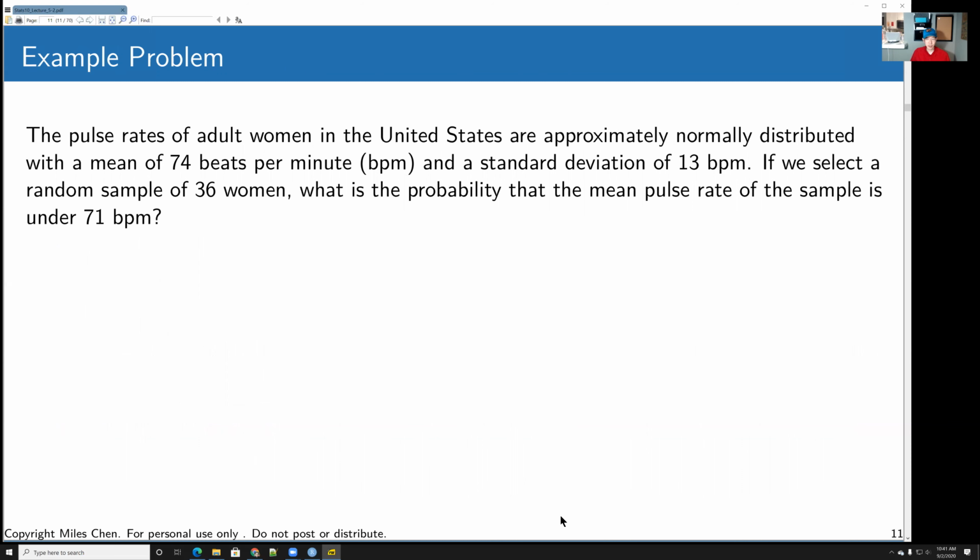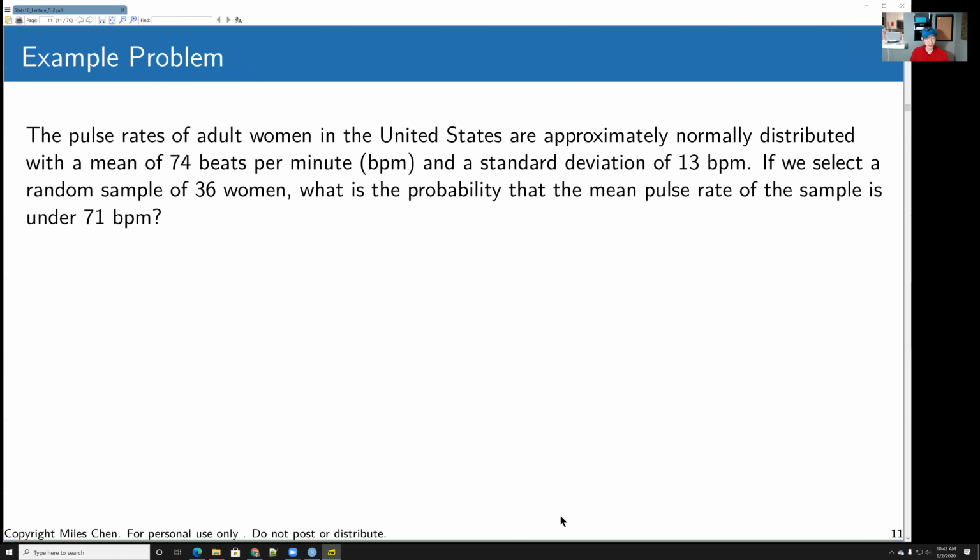All right. So here's just a simple example. We're going to say when you measure people's pulse, so you can measure the pulse rate of somebody, and we'll say the pulse rates of adult women in the United States are approximately normally distributed with a mean of 74 beats per minute and a standard deviation of 13 beats per minute. I kind of made up these numbers, so don't try to double check with the American Heart Association or something.